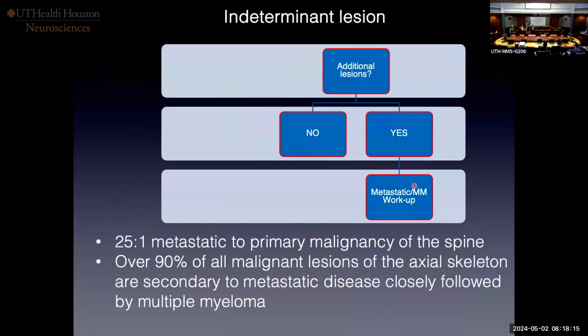So the first thing I do is I put up the T1, T2 weighted image, fat suppressed. Go through them very carefully. Are there any additional lesions? Why? Because mets are 25 to 1 over primary malignancy, right? So I'm going to always be thinking metastatic disease, multiple myeloma.